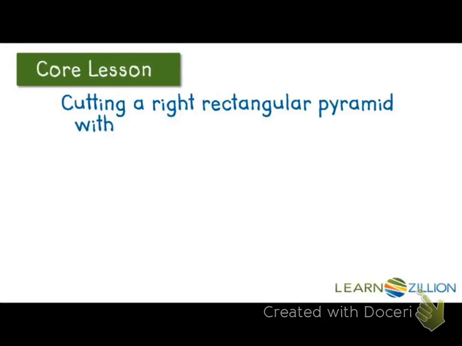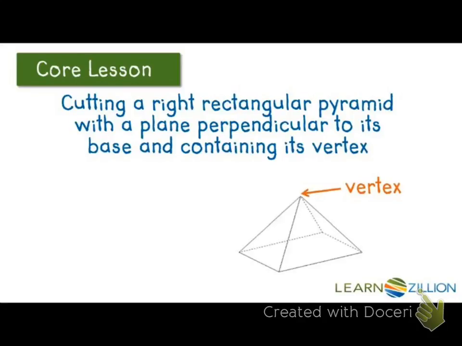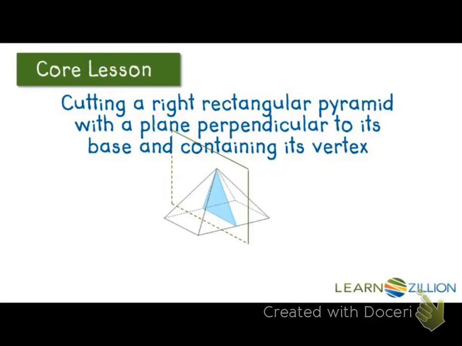Next, let's cut a right rectangular pyramid with a plane perpendicular to its base and containing its vertex. Recall that the vertex is the point where the four triangular faces meet. This plane is perpendicular to the base, and when we slide it through the pyramid, we will make sure that it intersects right at the vertex. Imagine the cross-section of this. Now we can see the cross-section. We pull it out, turn it, and look at it straight on, and the cross-section is a triangle.